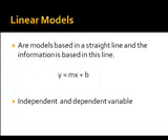And so we're going to talk about linear models and statistical linear models, and the linear models are basically models based on a straight line and the information that is based on the line. So the equation of the line is y equals m times x plus b, where m is the slope of the line.